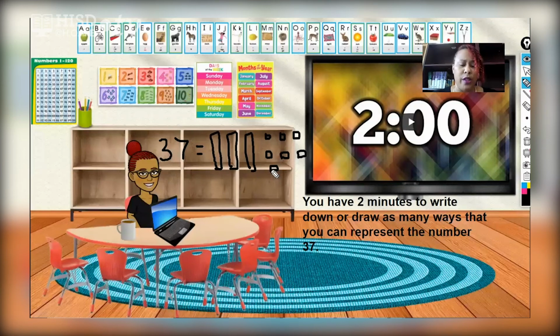Let's count it and make sure that's correct. 10, 20, 30, 31, 32, 33, 34, 35, 36, 37. So one way that we made the number 37 was 3 tens and 7 ones. Did you find another way to show the number 37?